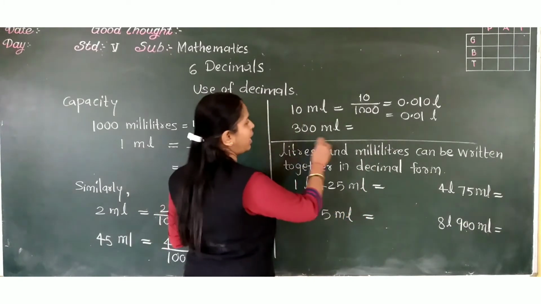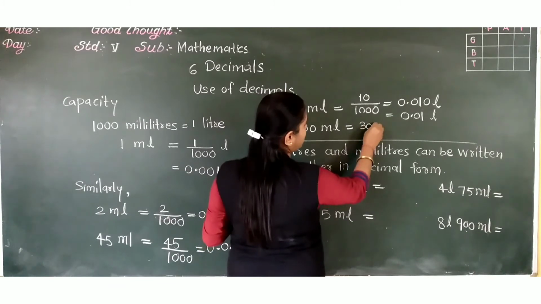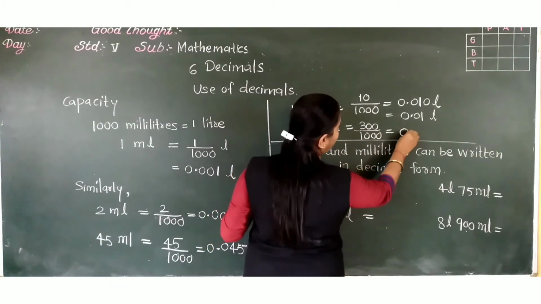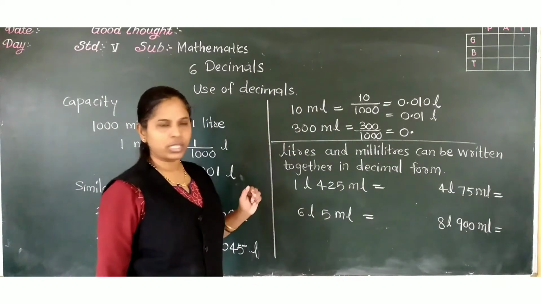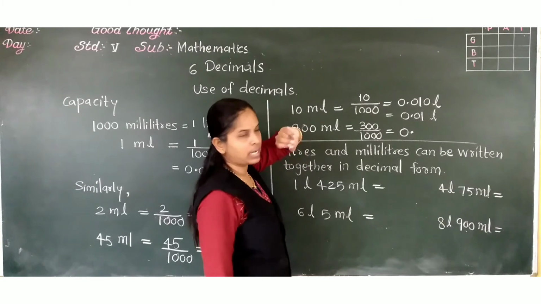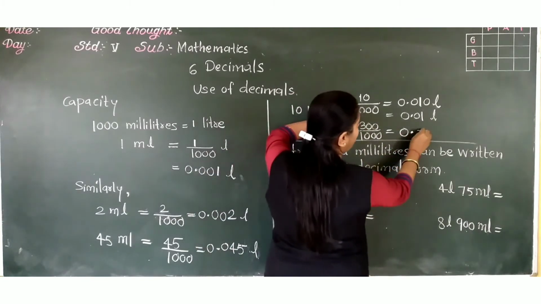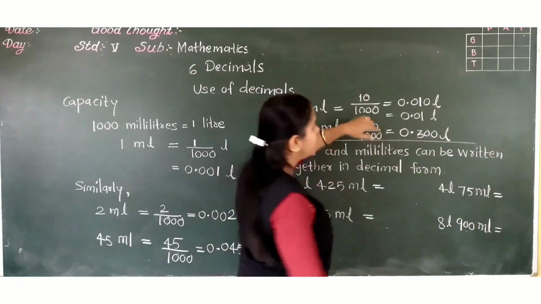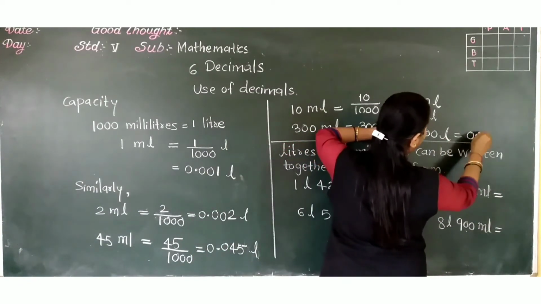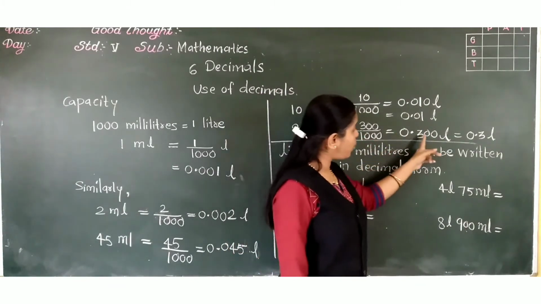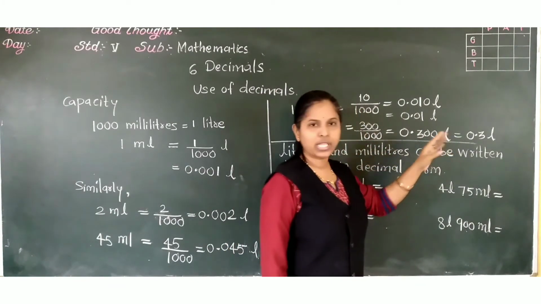Next, 300 ml means 300 divided by 1000. So again whole part, nothing is there, so 0. Now see, down 3 zeros and up also 3 digits are there. So directly we can write 0.300 liter. Or this is also written as 0.3 liter. See, 0.3. After the 3, 2 zeros are there.